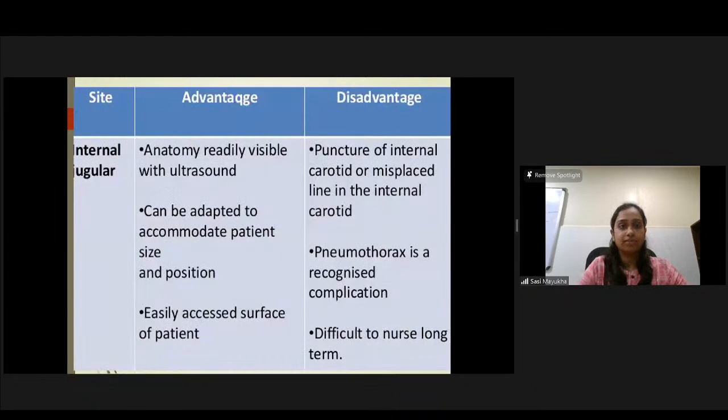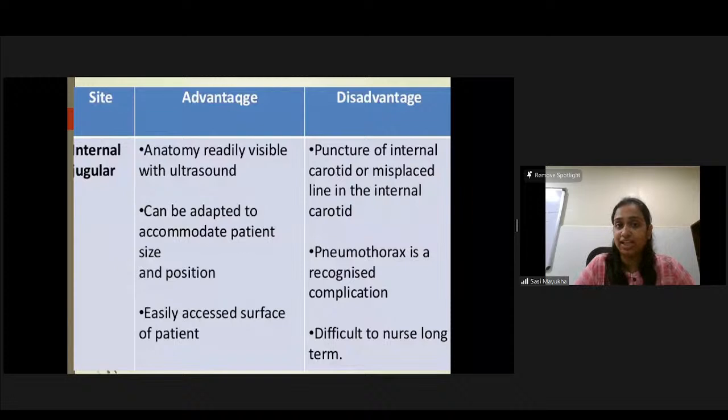So next, moving on to the advantages and the disadvantages of internal jugular. The anatomy is readily visible for us with ultrasound, and it is an easily accessible site on the patient. The most important disadvantages are that a puncture of the internal carotid can happen and pneumothorax can happen.